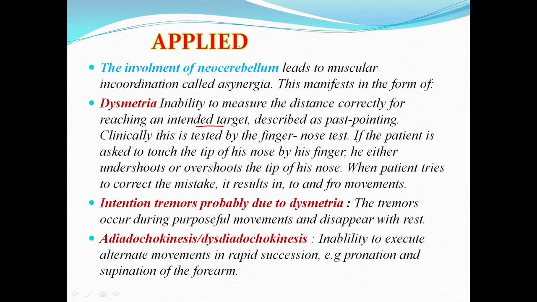Intentional tremor is probably a continuation of the symptom of dysmetria; the tremors occur in a purposeful movement and disappear with rest. Also dysdiadochokinesia: inability to execute alternate movements in rapid succession. We ask them to do pronation and supination, or clapping in alternating pronated and supinated positions. They cannot execute these alternate successive movements, leading to dysdiadochokinesia.